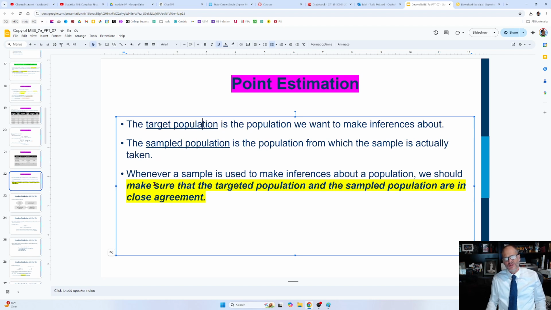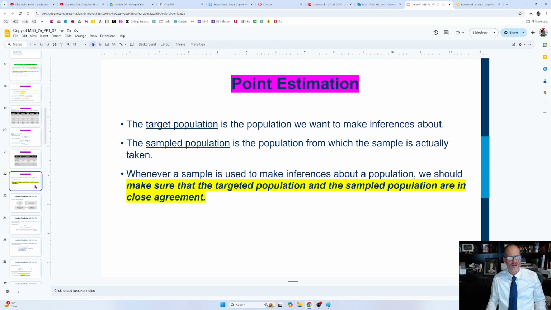Whenever a sample is used to make inferences about a population, we should make sure that the target population and the sampled population are in close agreement, right? Because if our sample doesn't represent the target population, then our sample is not going to give us a good point estimate or point estimations about the population. All right, so that's point estimation.